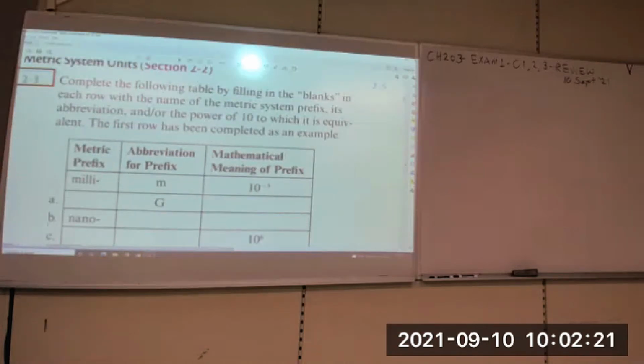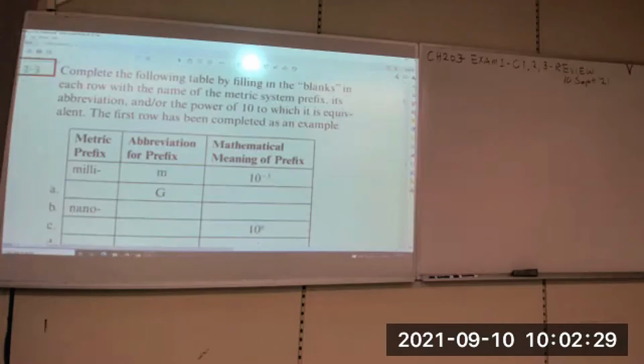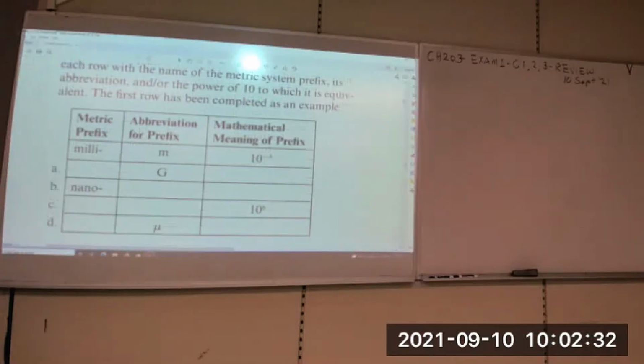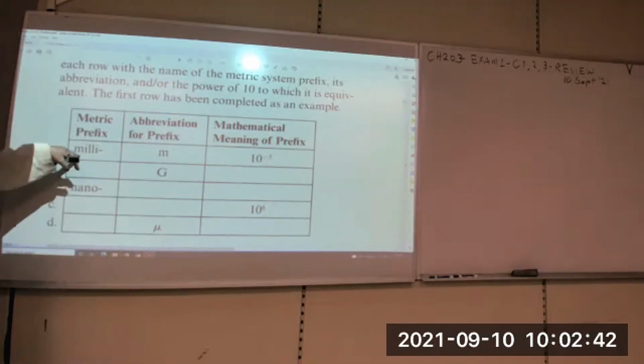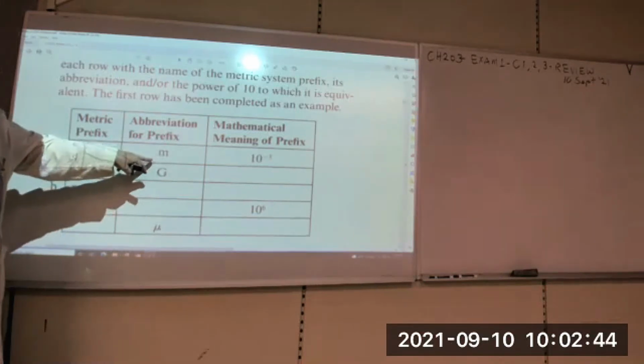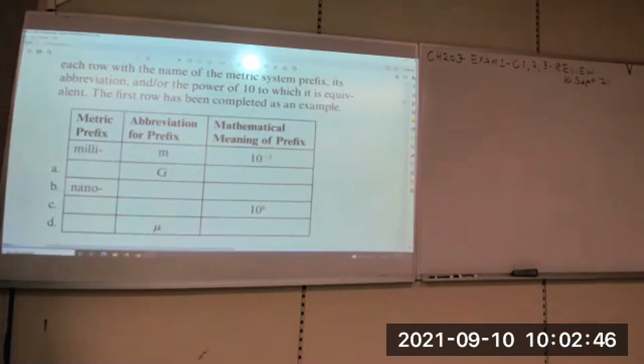Complete the following table by filling in the blanks in each row with the name of the metric system prefix, the abbreviation, and or the power of 10 to which it is equivalent. The first row has been completed as an example. So milli is abbreviated by a little m, and it means 10 to the minus third times whatever the base unit is behind it. How about this one?